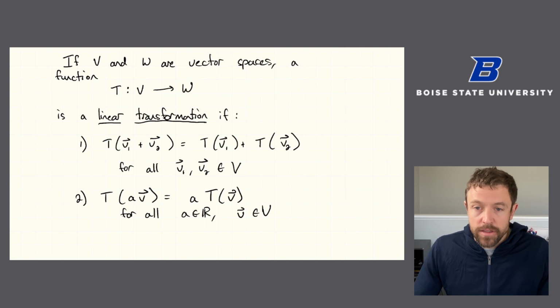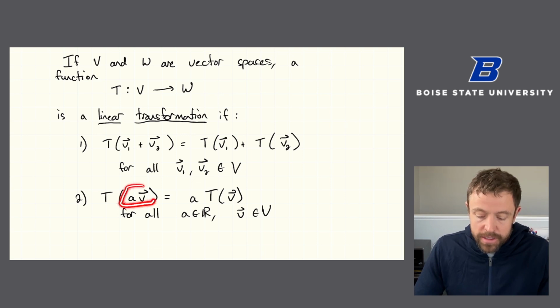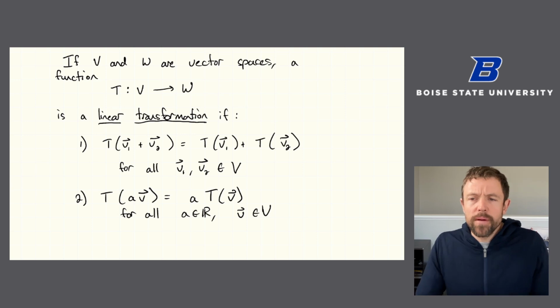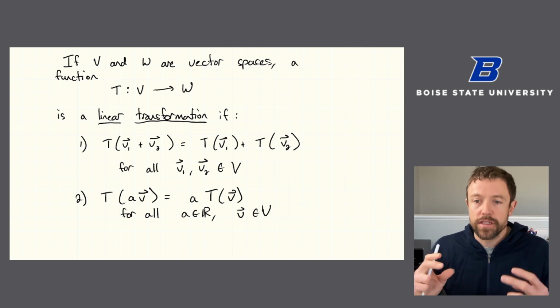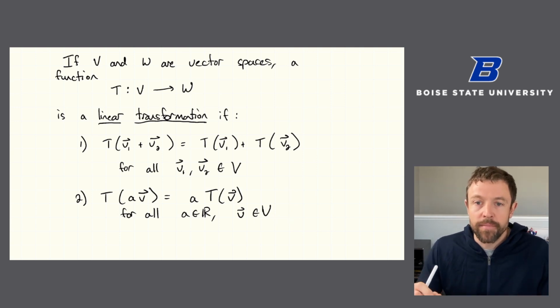It will also need to do something similar with scalar multiplication. If we start with a constant times a vector and plug that into the function, that's going to be the same as if we plugged the vector into the function and then whatever we got out, we multiplied it by the constant. One way we say this is, this first property we say is that the function respects addition, and the second property says that the function respects scalar multiplication.